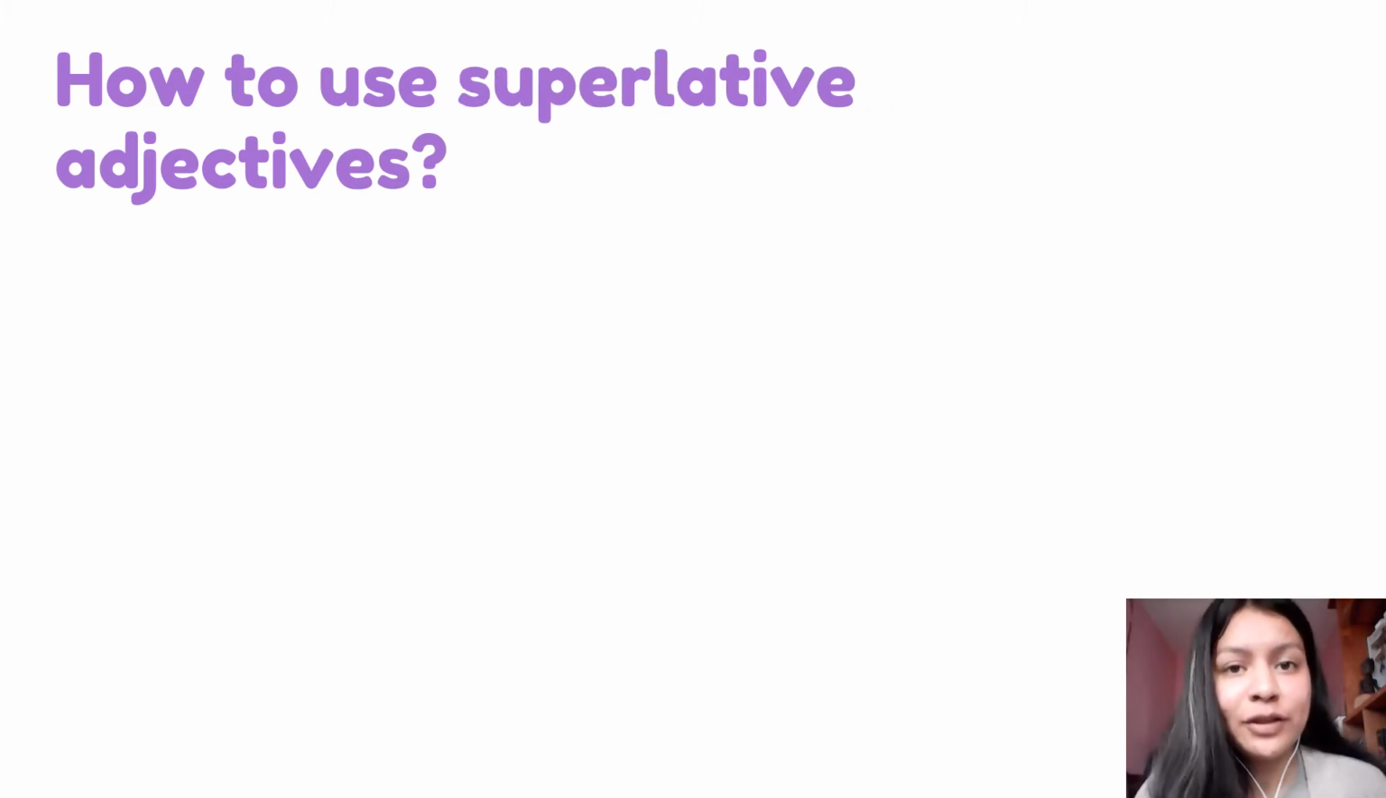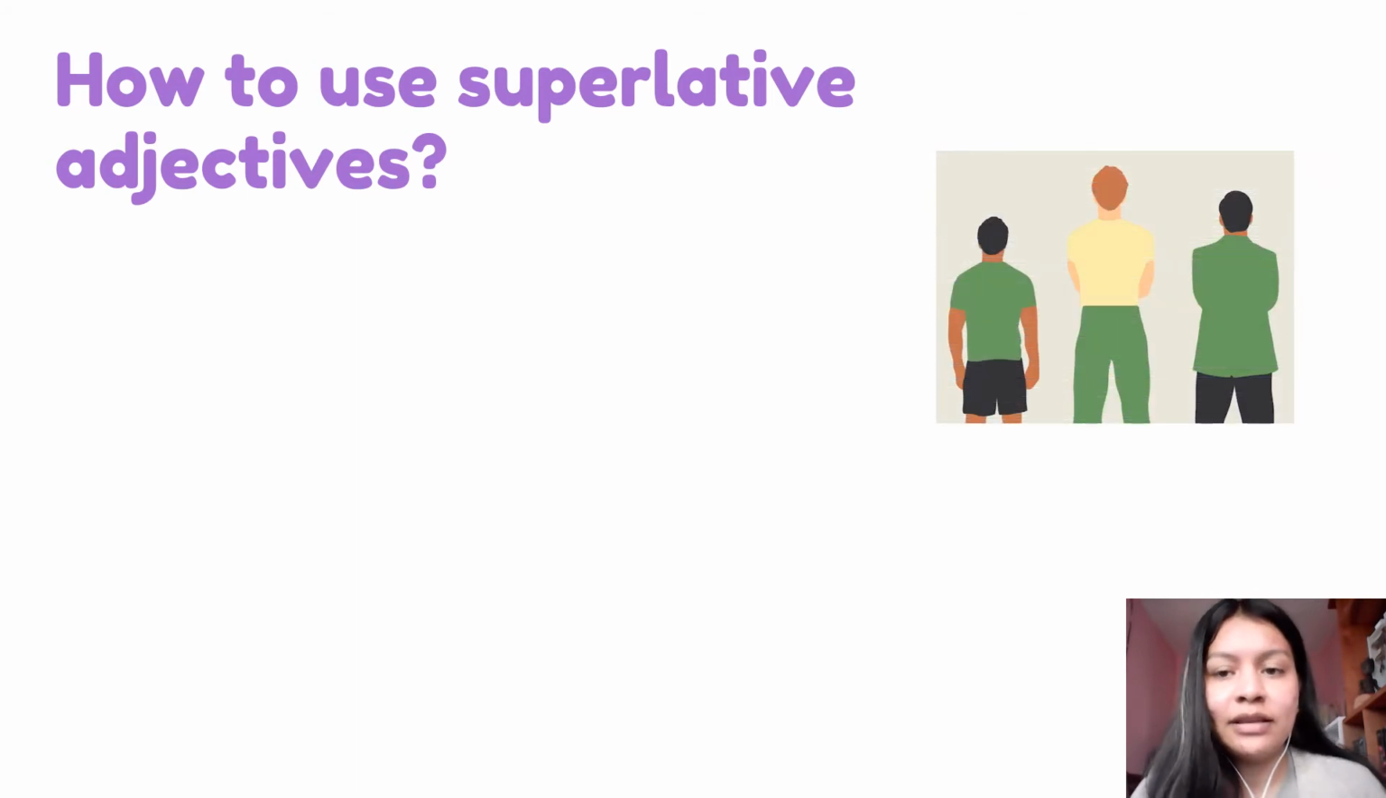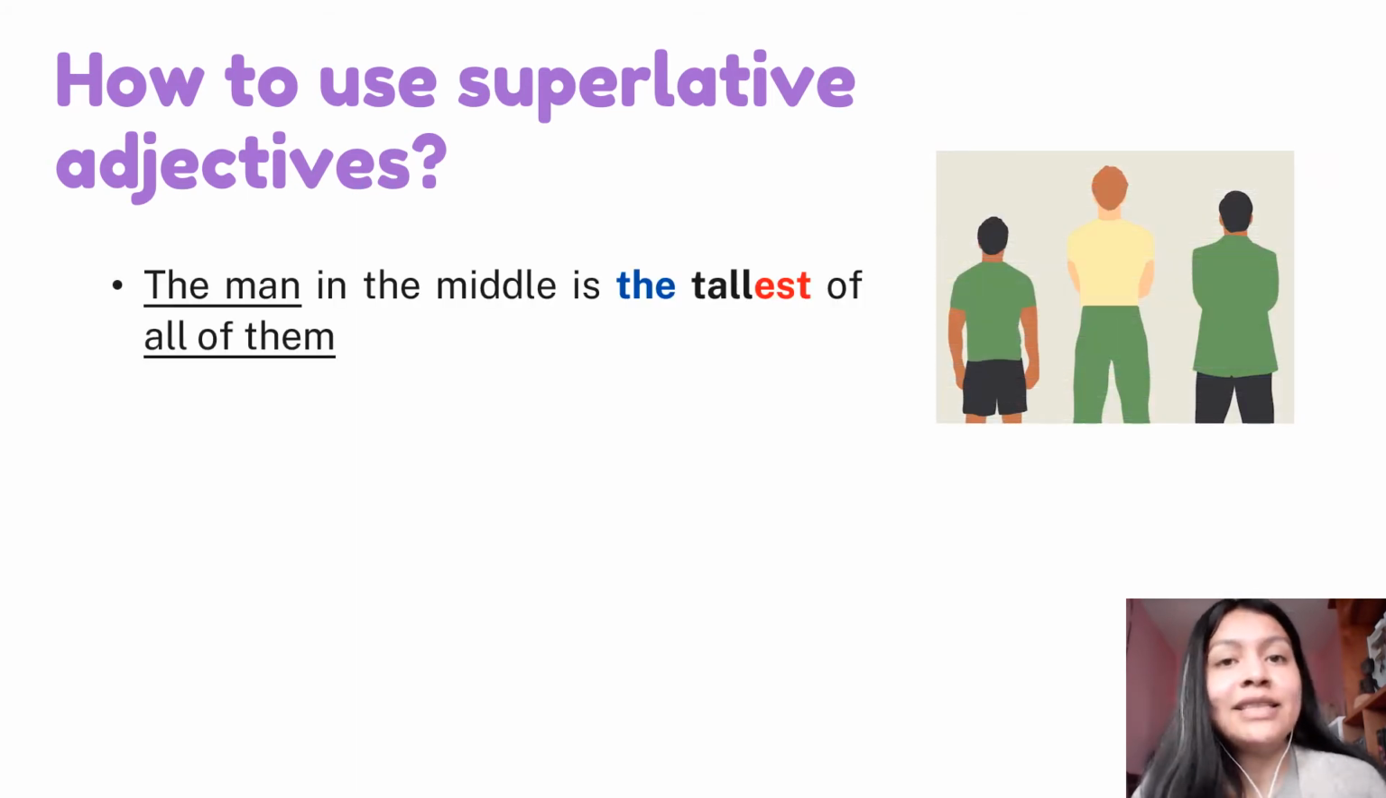If you remember, superlatives are used to compare three or more things. Now we have this image and see how they work. In this sentence, we have, the man in the middle is the tallest of all of them. And if you see the picture, you can see that's right. The man in the middle is the tallest. Our adjective in this sentence is tall, and the ending is est, which is in red. Est adds a superlative meaning to the adjective.